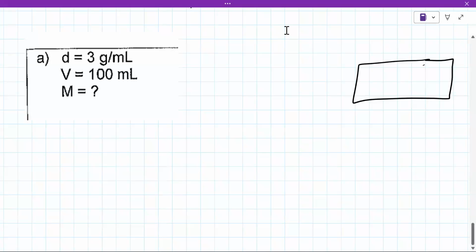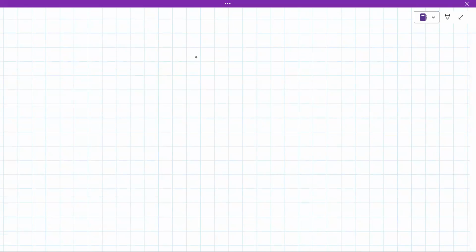300 grams. 300 grams is correct. Good, really good. Okay, so we've solved this kind of problem a couple of times here. 3 equals 6 divided by X.